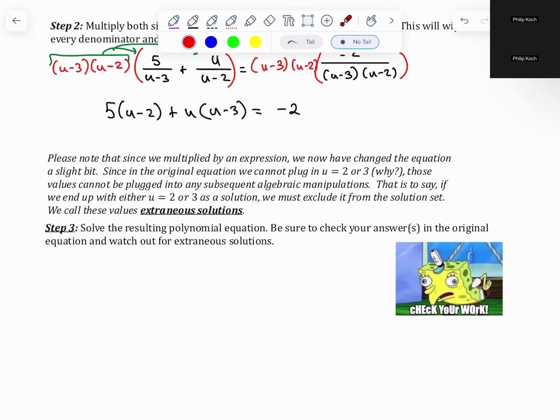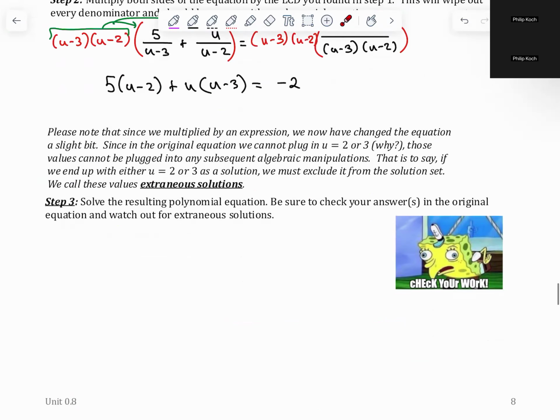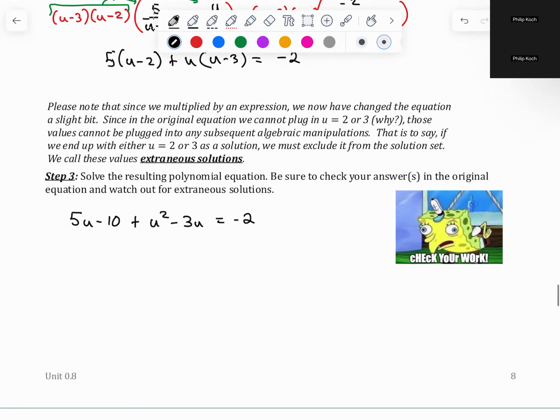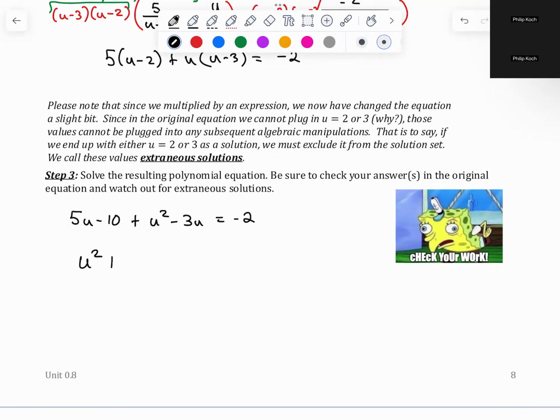So we have (5u minus 2) plus u times (u minus 3) equals -2. Let's distribute that 5 and that u. We get 5u minus 10 plus u squared minus 3u equals -2. And that's a polynomial equation. The way we solve polynomial equations is we bring everything to one side and then factor. So u squared plus 2u minus 8 equals 0. 5u minus 3u is 2u, -10, and I'll have to add 2 to both sides to cancel it on the right-hand side. That's why I get the -8.